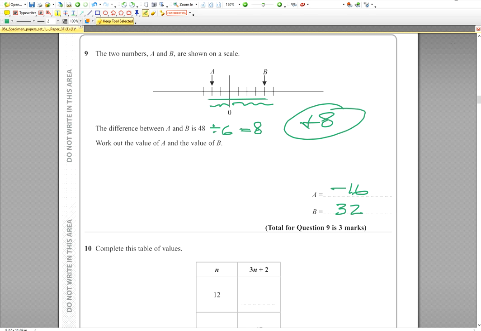Yes, so you got 6 segments there. 48 divided by 6 will give you 8. So each part is what we're counting up in, 8. Okay, can you move on now?